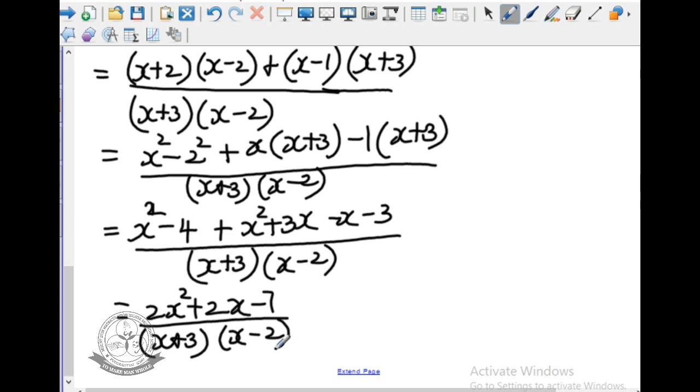So here the denominators are different, so you have to take the LCM. I take the LCM as x plus 3 into x minus 2. So cross multiplication, you are getting x plus 2 into x minus 2, x minus 1 into x plus 3. So multiply and simplify, and you will get this answer. So the answer is x squared plus 2x minus 7 divided by x plus 3 into x minus 2.